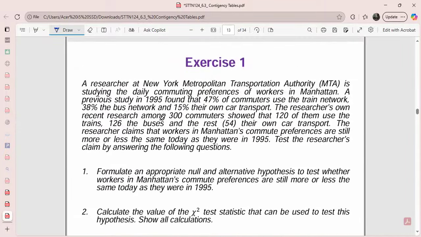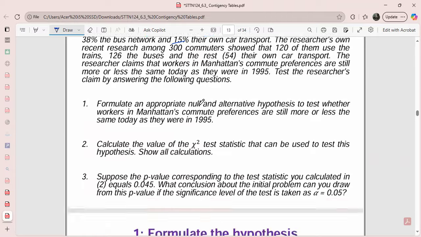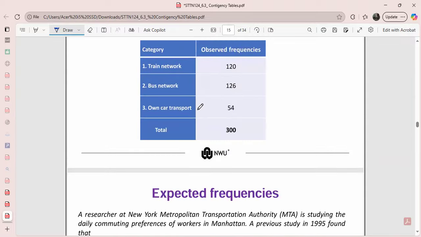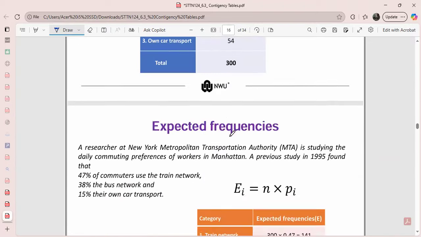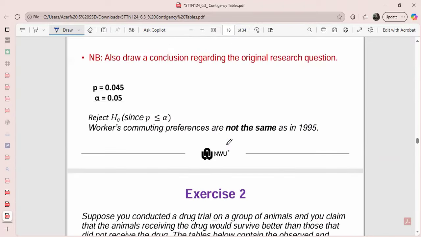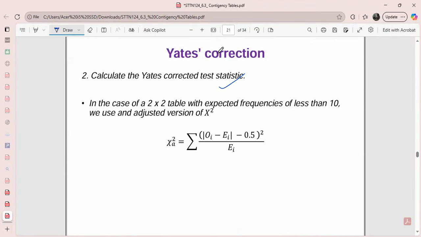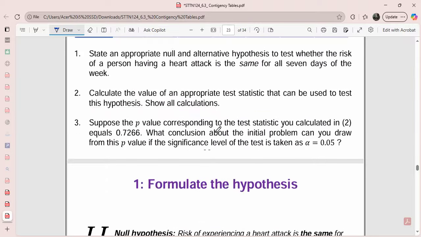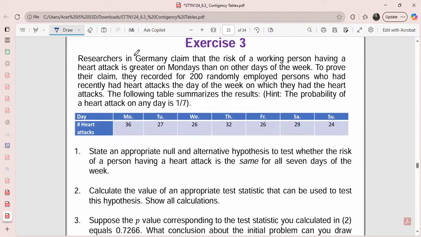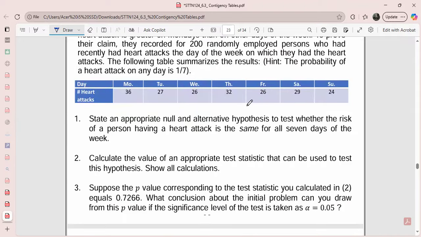You look at this one. Yeah, so you're given the percentages. It's going to be easy for you to calculate the test statistic because you're just going to find the expected frequency by using the percentages, and then you get the test statistic. Even this one, I think we talked about the Yates correction. Now we are just only given the exercises. Exercise number 3. I think there's no need for me to explain 6.3.